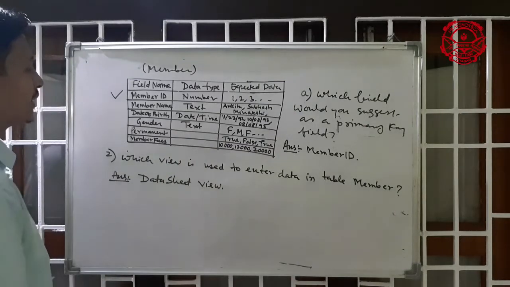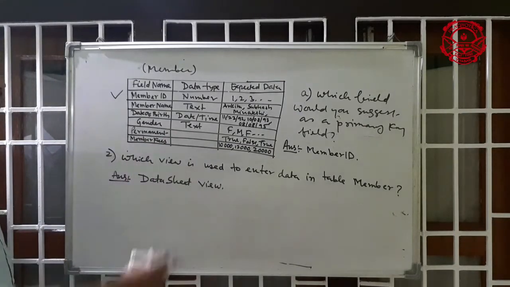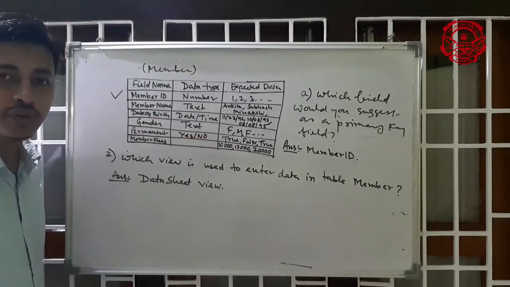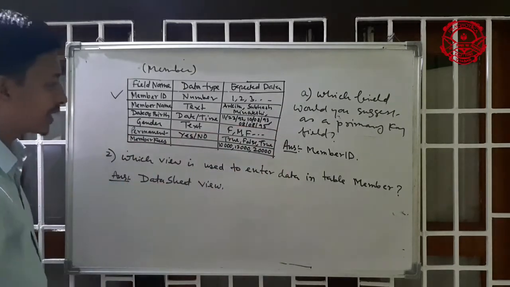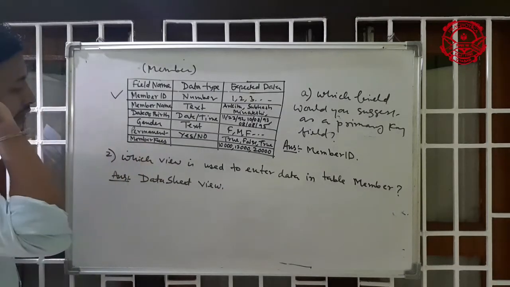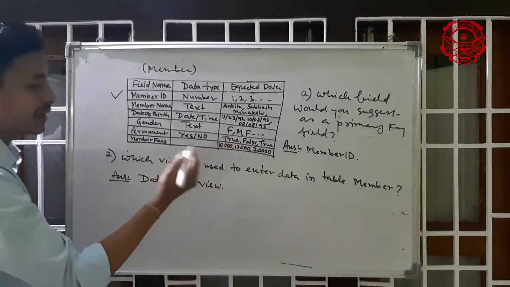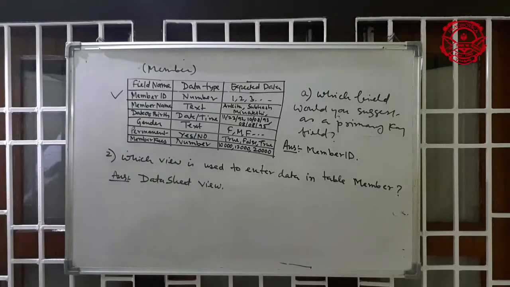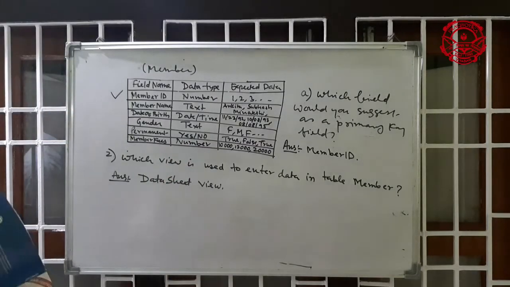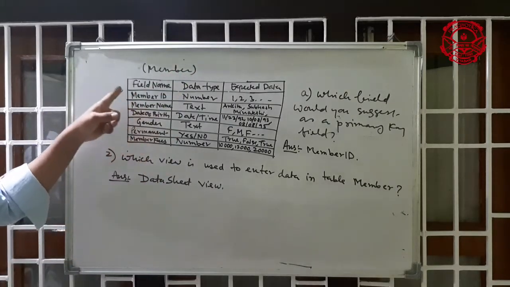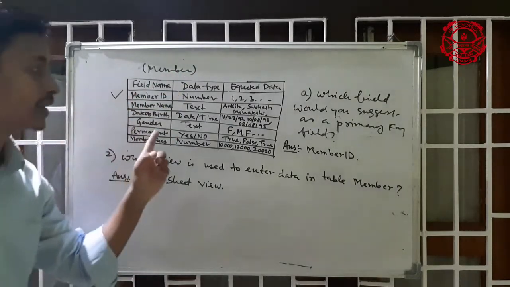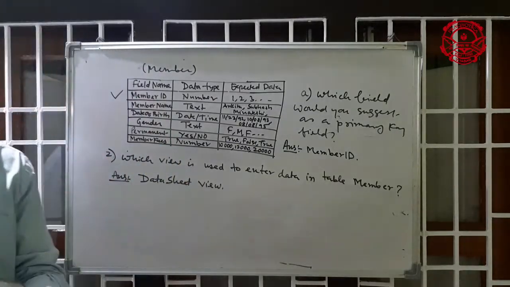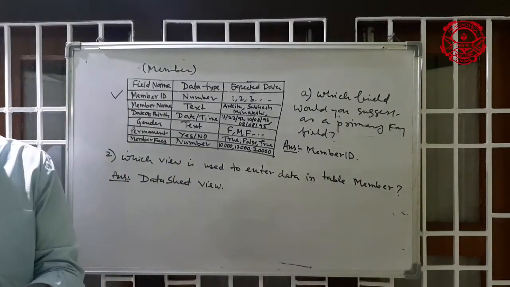Next, permanent means what? True or false, which means yes or no. Yes or no means what? True or false. Next one is numbers. Member fees, that is again a number. Understand? This is the data type which is used in the table member. I think you understand all these things.